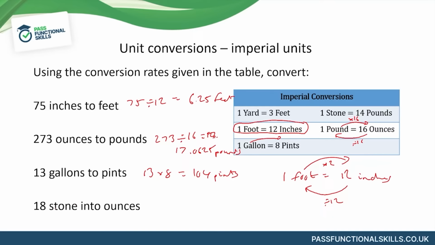And in this final example, we're going 18 stones into ounces. So first of all, let's go from stones into pounds and then go pounds into ounces. If I'm going from stones into pounds, I'm multiplying by 14. So the first calculation is 18 times 14, which is 252 pounds. And to go from pounds to ounces, I need to multiply this by 16. So 252 multiplied by 16 is the second calculation, and that comes to 4,032 ounces.